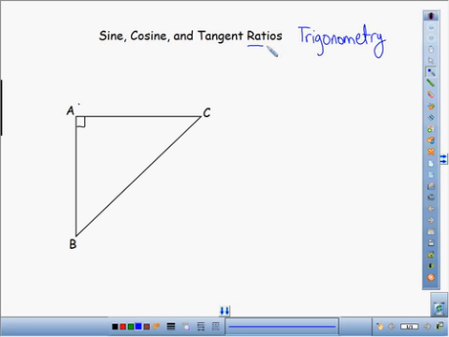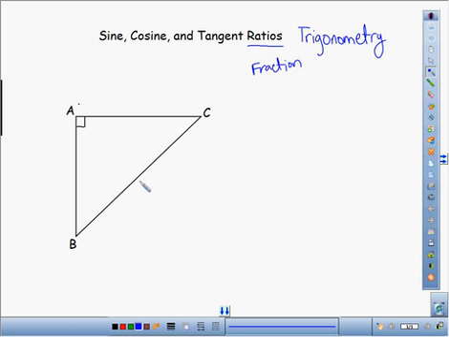Don't forget what ratio means. Ratio just means a fraction. So we're talking about dealing with fractions and proportions and all of that kind of stuff, which we used a little bit this unit already. So these are all some things that you're familiar with. So we need to talk about some vocabulary.